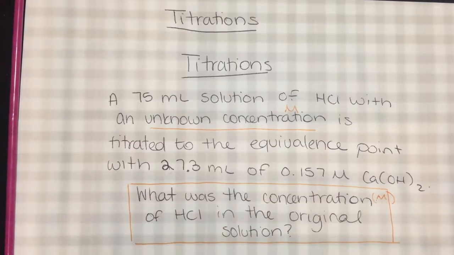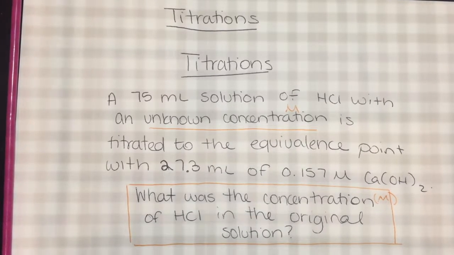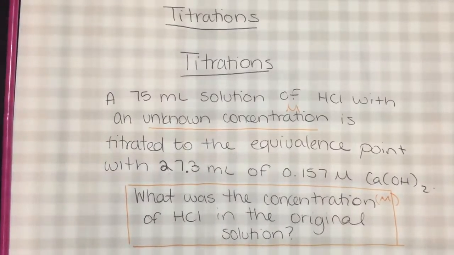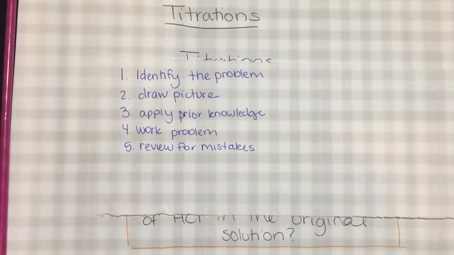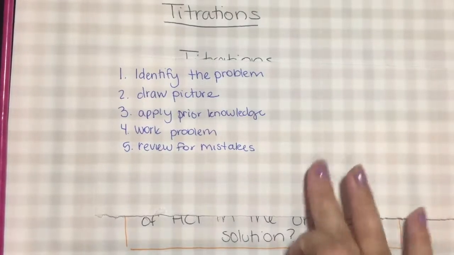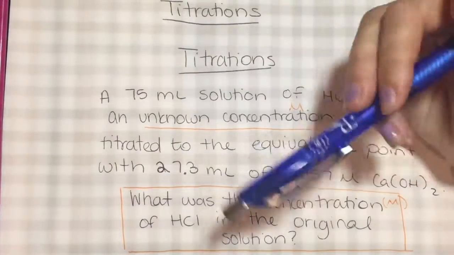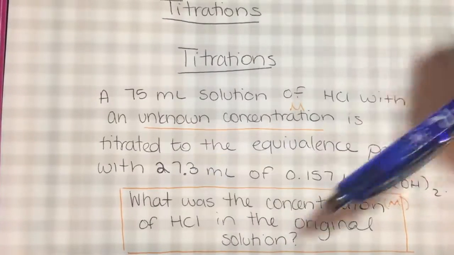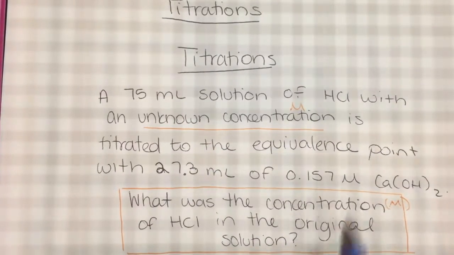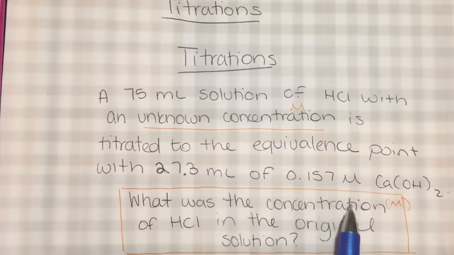This equation might seem hard to handle at first, but with 5 easy steps, it's quite simple. So the first step is to identify the problem. If we go back to the word problem, we can see that we are looking for the concentration of HCl in the original equation. In this case, the concentration is known as M.